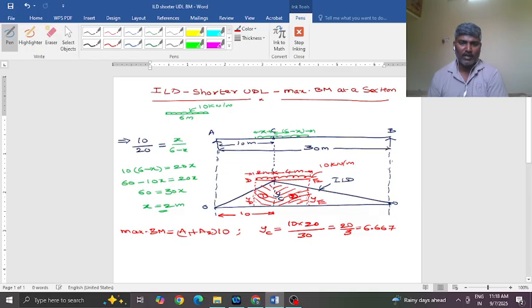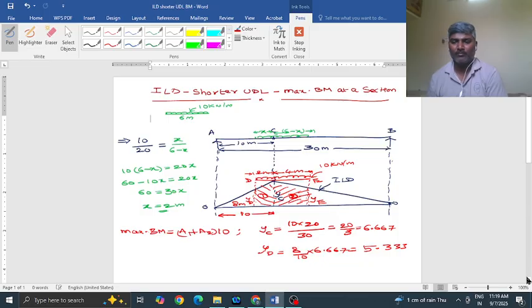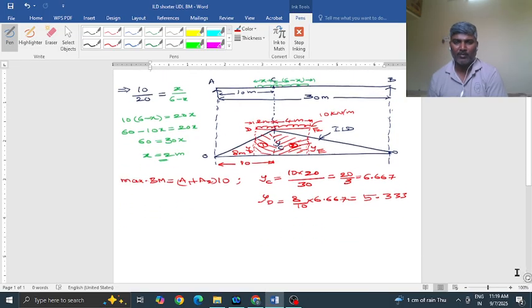Now from similar triangles, the total is 10 meters, whereas for the smaller triangle formed with YD, 2 meters is to be deducted from 10, so it will be 8 meters. For 8 meters, what is the ordinate? That gives the YD value. It is simply 8 by 10 into 6.667, the YC ordinate, which gives 5.333.